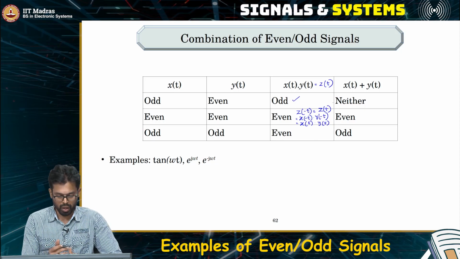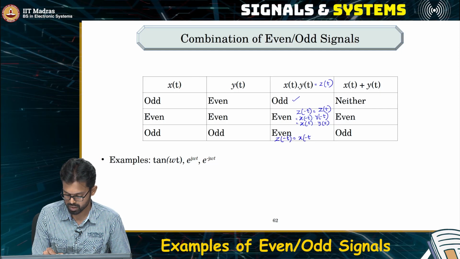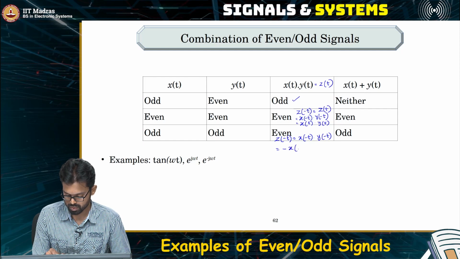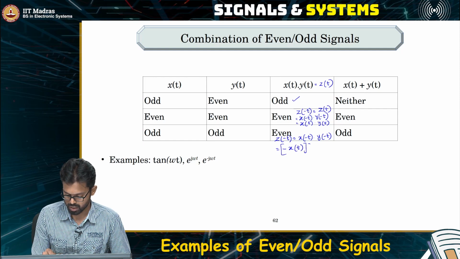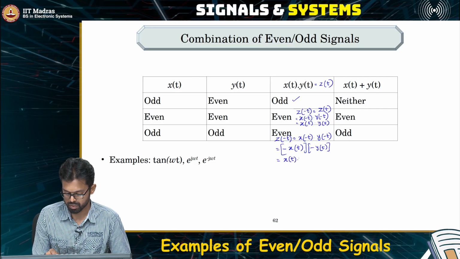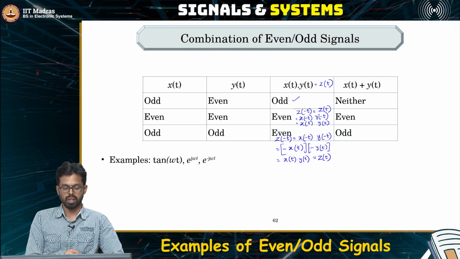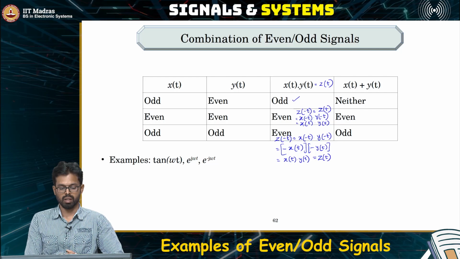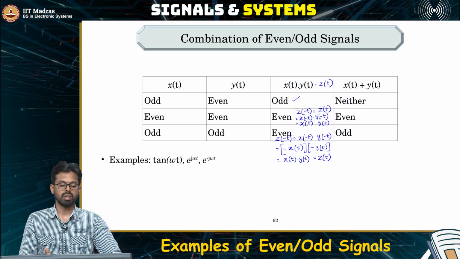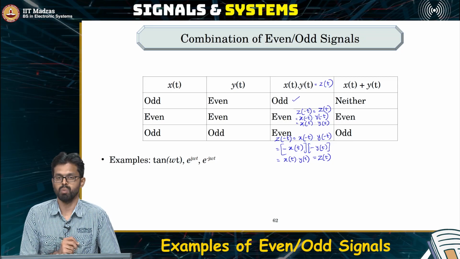Now what if both are odd? Then z of minus t is x of minus t times y of minus t, which is equal to minus of x of t times minus of y of t, which is also equal to z of t itself. So it's still even. So when you have a product of two signals where both are even or both odd, then the product is even. Only when one of them is odd, you get the product to be odd. Okay, this is simple and it follows from whatever we discussed earlier.